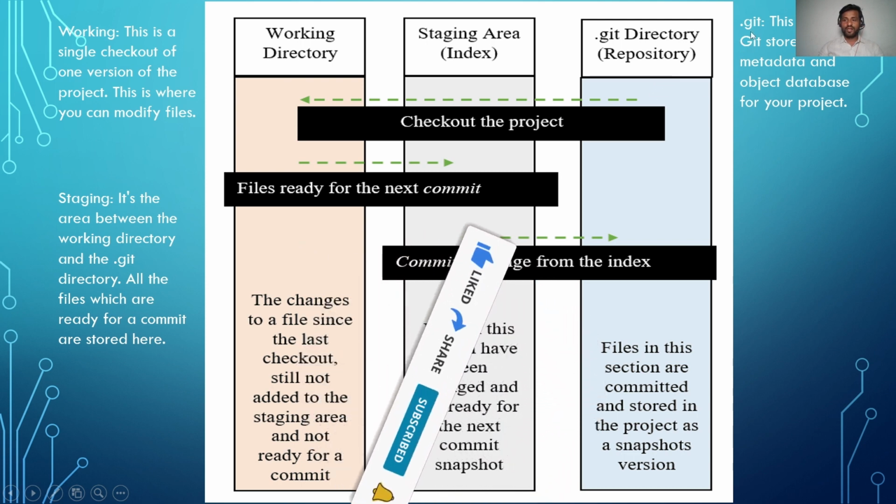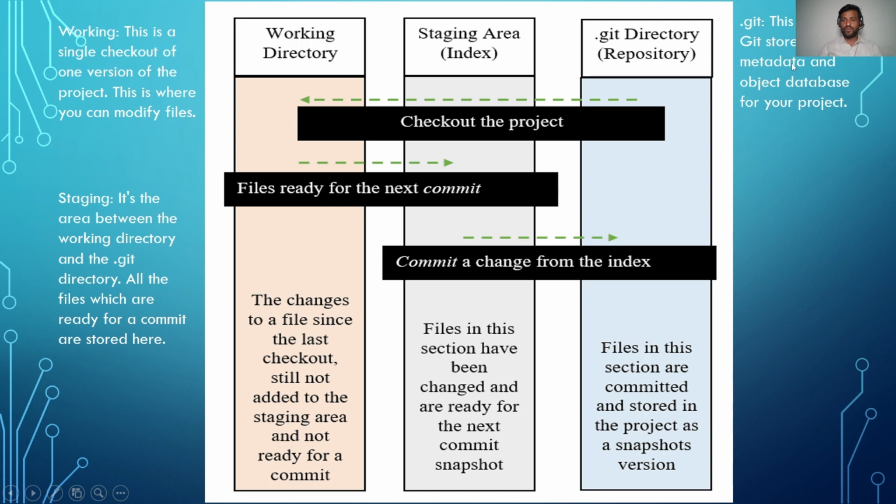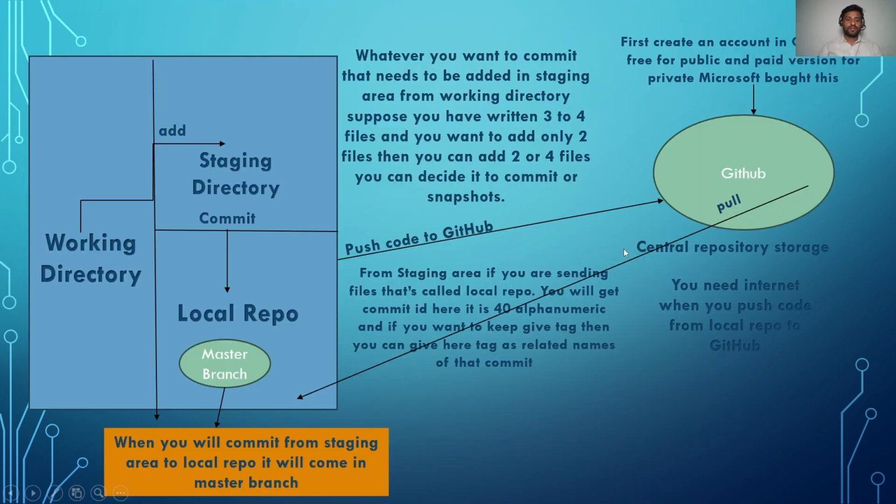So what is the .git directory or repository? This is where Git stores the metadata and object database for your project. So let's go to the next screen. This screen is talking a lot. This is the working directory, this is the staging directory, and this is the local depot.